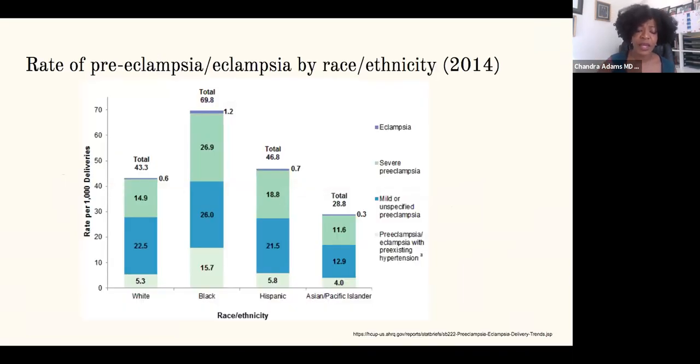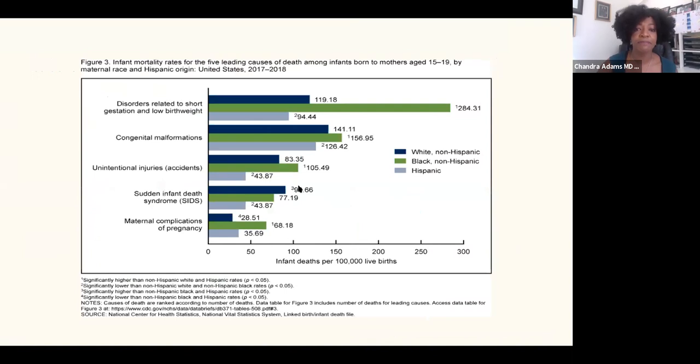So just another table that I wanted to share. It should come as no surprise given this historical context and current socioeconomic constraints. Black women were 60% more likely than white women to develop preeclampsia, 50% more likely than Hispanic women, and as you can see, more than 100% more likely than Asian or Pacific Islanders to develop preeclampsia.